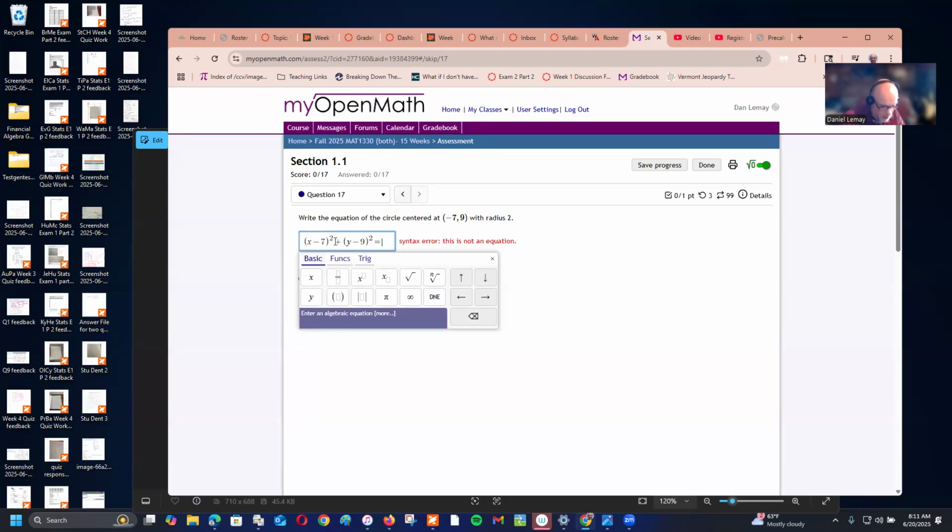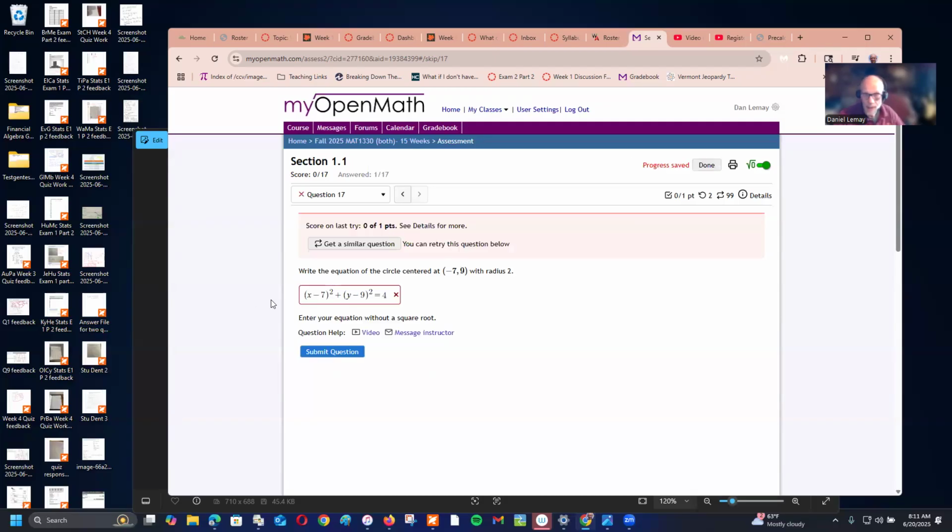If you've looked at the video, it's not 2 squared or 4. I'm going to write 4. Okay, this is going to get marked wrong. And the reason it's wrong is because the formula is x minus the x coordinate of the center. So that should have been plus 7.